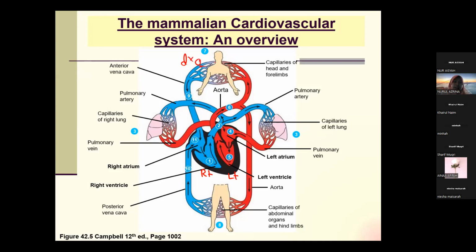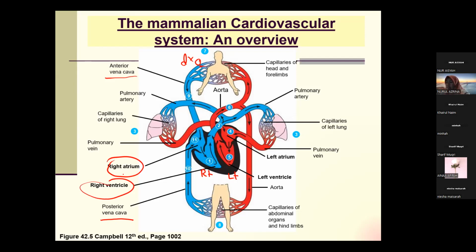Deoxygenated blood will be going into the right side of the heart via the vena cava. We have the anterior vena cava and the posterior vena cava. This deoxygenated blood will be transported into the right atrium via the vena cava, and from the right atrium it will be transported into the right ventricle.